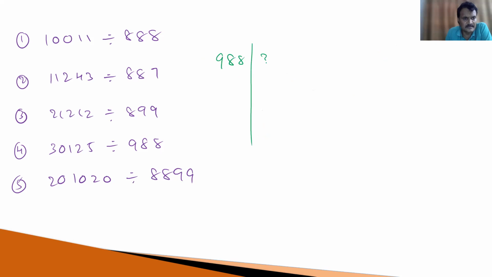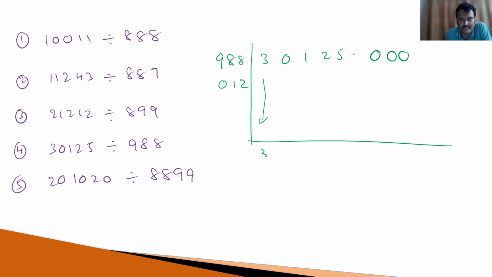988 into 30125.000. And what about this one? 012, right? Now 3 zeros, 3 1 3, 3 2 times 6. This is 0, 0, 0, 0. Put a decimal here. 1 plus 3, 4. 0, 4, 8. And what about this one? This is equal to 8. 30.48 is the answer.